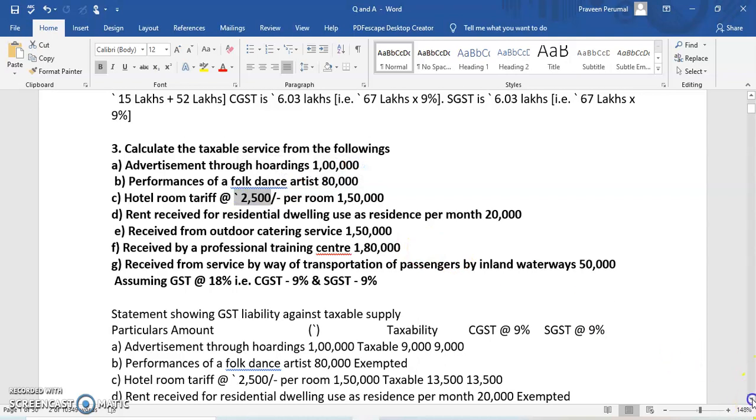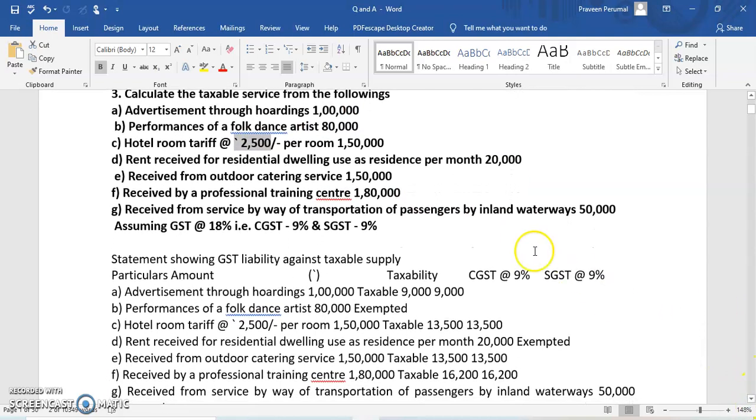Now, hotel room tariff at 2,500 per room. So, this is completely taxable. The room charge per day is 2,500. Total amount is 1,50,000. Is it taxable? Very much taxable. So, on 1,50,000, 18% is applicable: 13,500 CGST, 13,500 SGST.